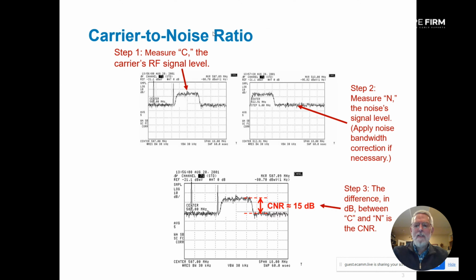And then finally, step 3, the difference in dB between the C that you just measured and the N that you just measured. And if you had to correct the amplitude of the N to refer to a specific noise power bandwidth, then the difference between the C and the N is the carrier to noise ratio in dB. And the example you see here is about 15 dB. And you can see that right on the spectrum analyzer. And you might say, well, do I actually have to measure the C and then measure the N to get an idea? And the answer, of course, is it depends.